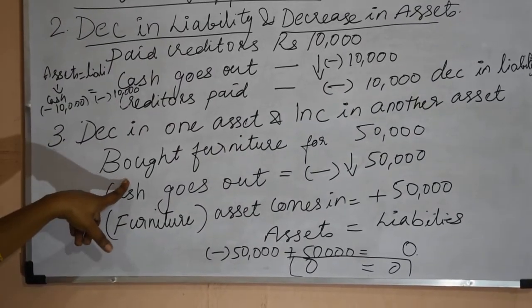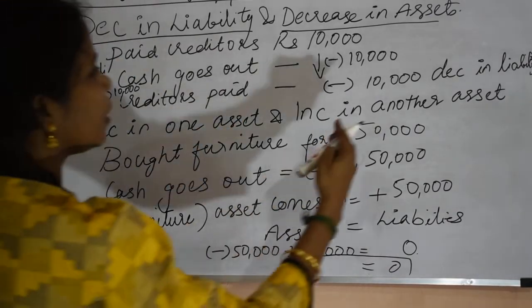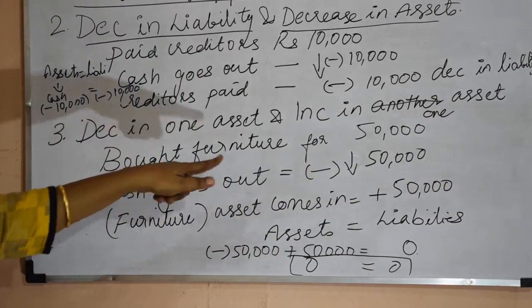Here, a decrease in one asset and an increase in the other asset. Okay, here, bought furniture for 10,000.